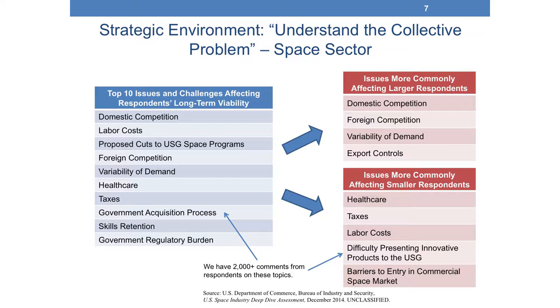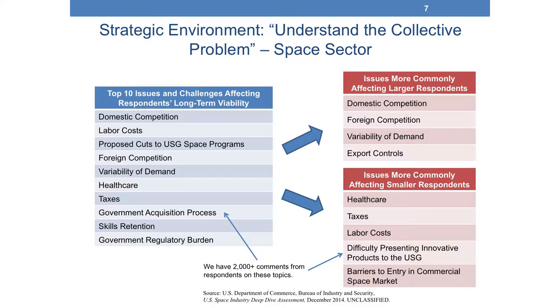Now let me flip to another study we did. This was a large study, 3,700 companies looking at the U.S. space industrial base. So we again went from the Boeings and the Lockheeds all the way down about five tiers. Critical suppliers, not every supplier, but critical suppliers.